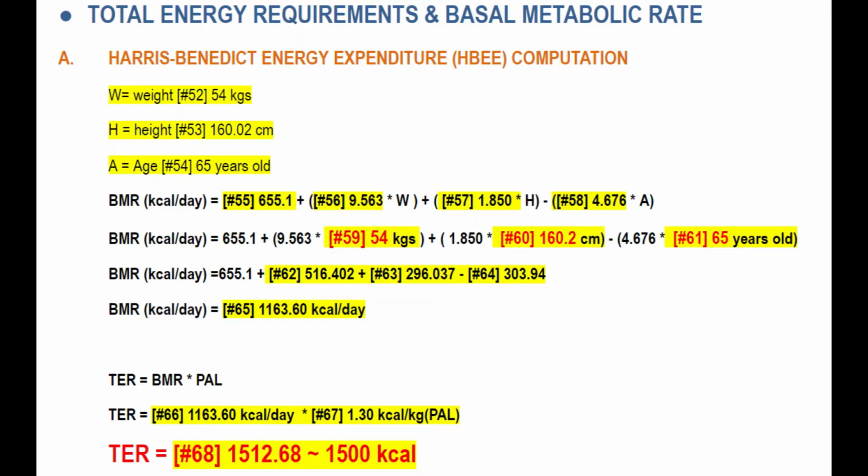So the BMR kcal per day is 655.1 plus 9.563 times the weight in kilograms, plus 1.850 times the height, which is 162.2 centimeters, and the age is 65 years old. So the BMR kcal per day is 1163.60 kcal per day. So the TER is the BMR times the PAL.